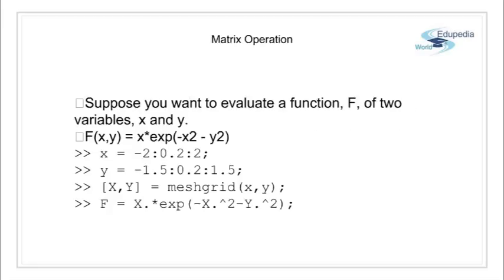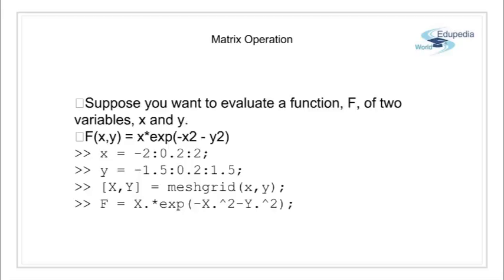Matrix operations. Matrix operations in MATLAB are the linear algebraic form of calculation. These are the most useful in vectorization when working with multi-dimensional data. Suppose you want to evaluate a function f of two variables x and y. The function is e to the power minus x square minus y square. To evaluate this function at every combination of points in x and y, you need to define a grid of values. Let's take x from minus 2 to 2 and y from minus 1.5 to 1.5.